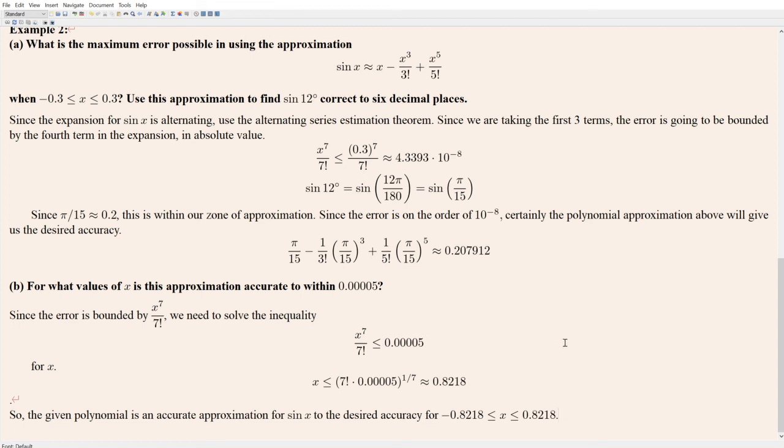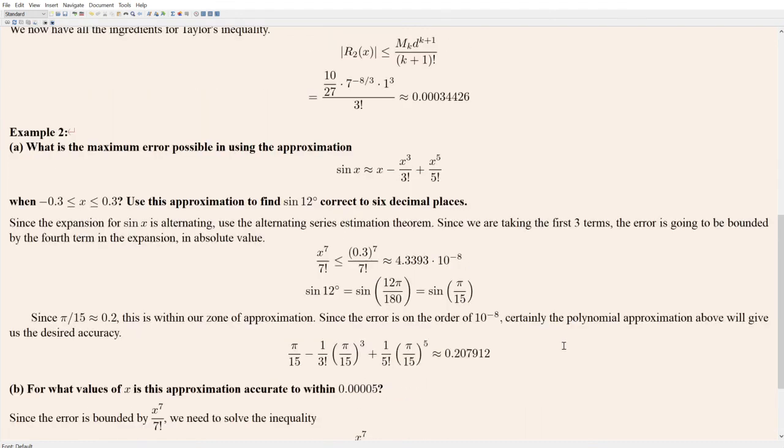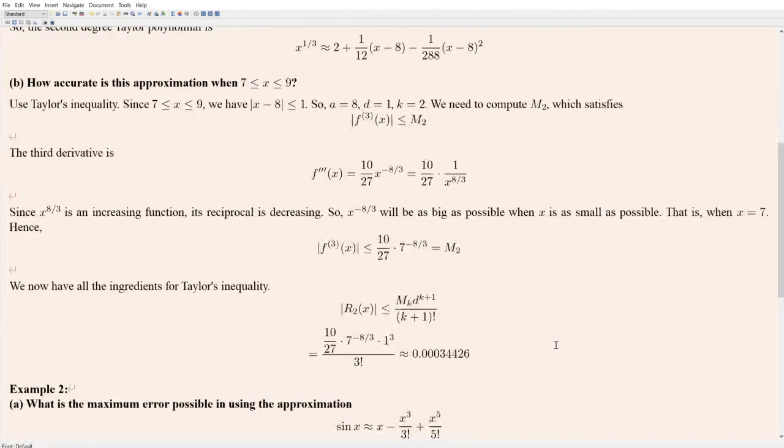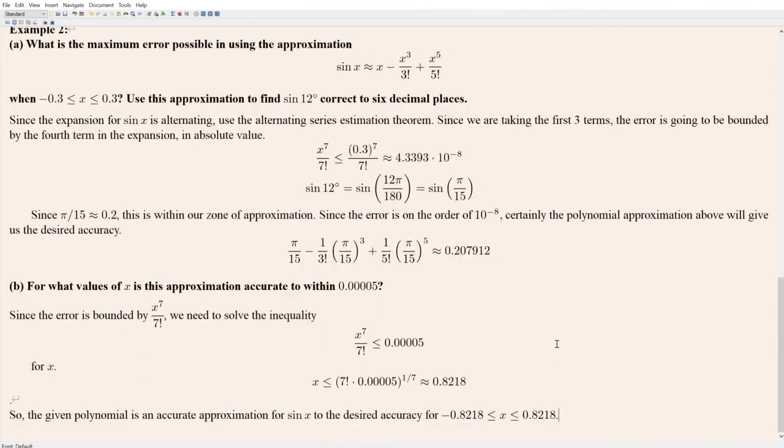Okay, so that's about all there is to say about this one. Either use Taylor's inequality to obtain your error bound, or use the alternating series approximation theorem to get your error bound. And then, aside from that, really just focus on what they're asking you for and go from there.